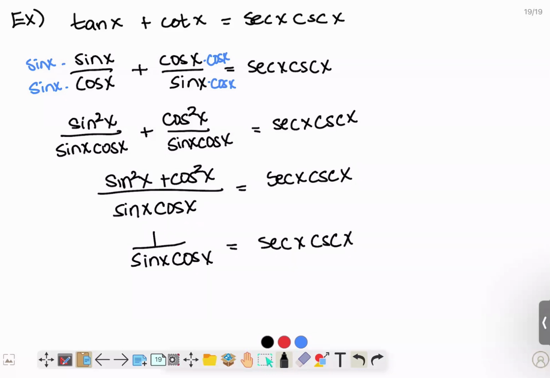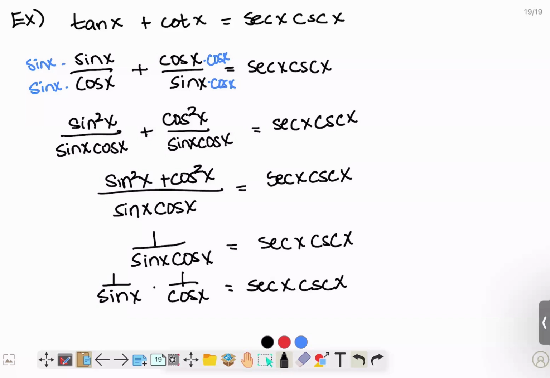I'm going to separate this into two fractions. So I'm going to do 1 over sine times 1 over cosine, so splitting it into two fractions. I'm going to double check: if I multiply these two together, would I get what I started with? The answer is yes, there it is.